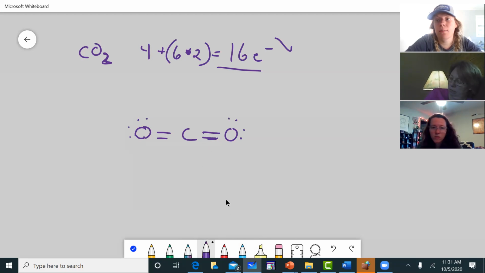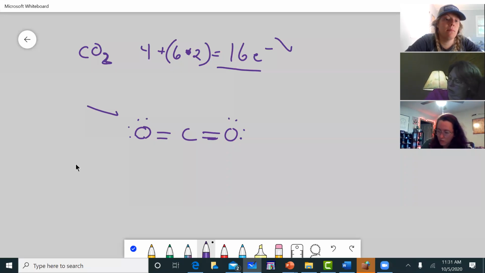Then you want to go and check and make sure everybody's happy. So oxygen here has access to 2, 4, 6, 8. Oxygen here has access to 2, 4, 6, 8, and carbon in the center has access to 2, 4, 6, and 8. So this would be the correct dot structure.